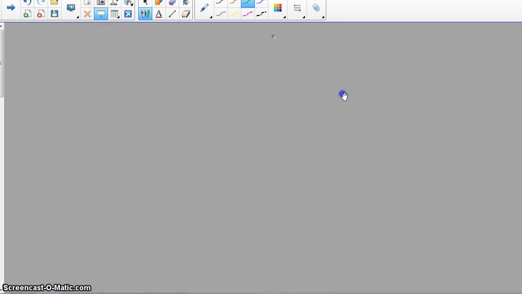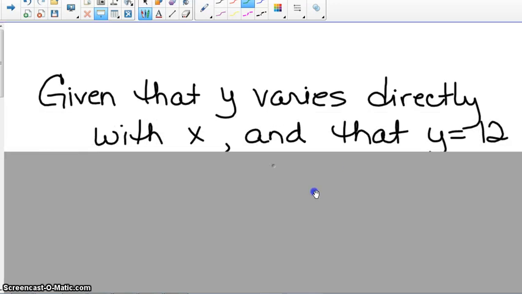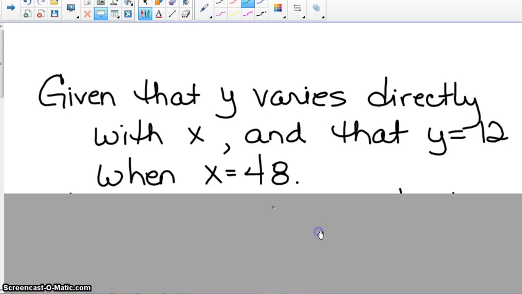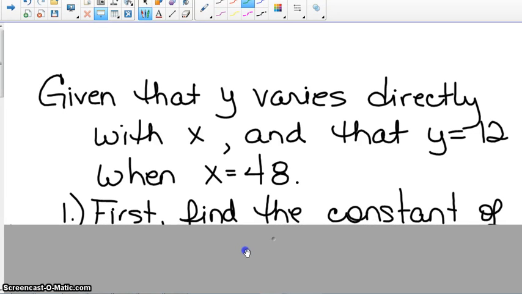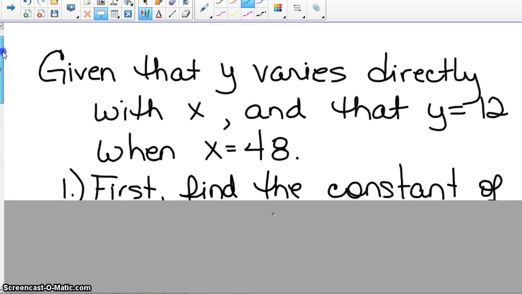Okay, so given that Y varies directly with X, you need to write this down, and that Y is equal to 12 when X is equal to 48. So what we're figuring out, they're asking us a few questions. They told us that it's direct variation.